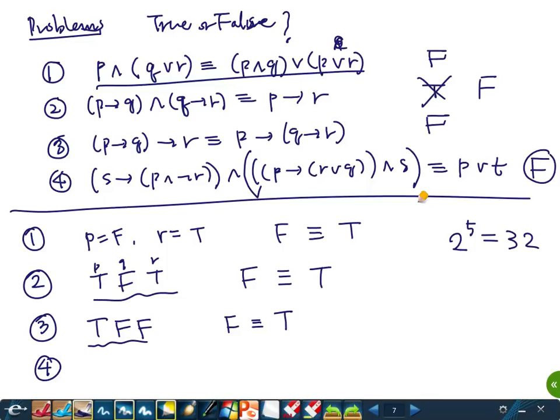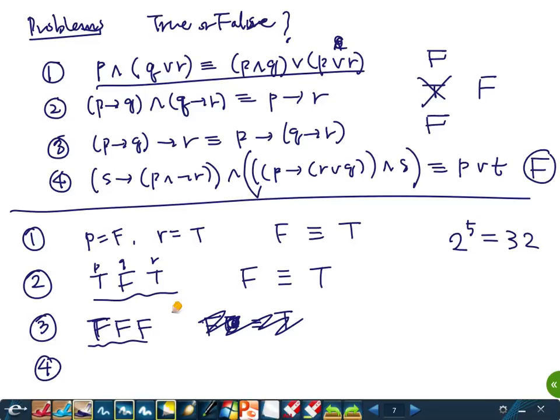Question? FF. True? Is this wrong? Okay, so FFF will be the correct answer. Yeah, sorry about that. This is false anyway. Other question?